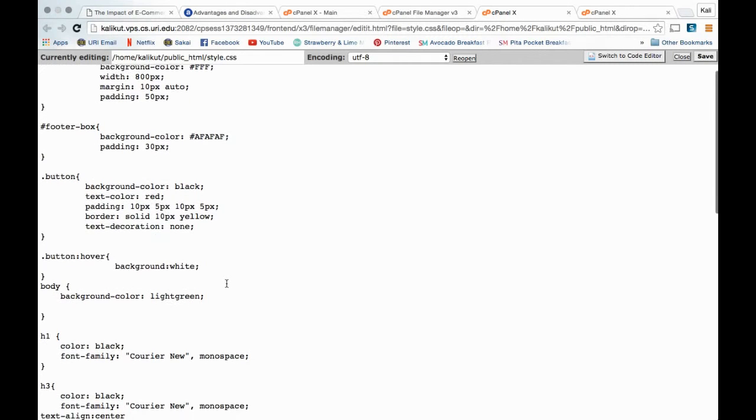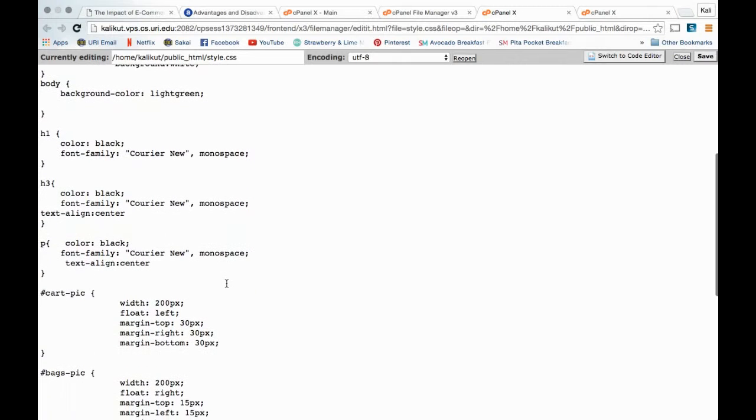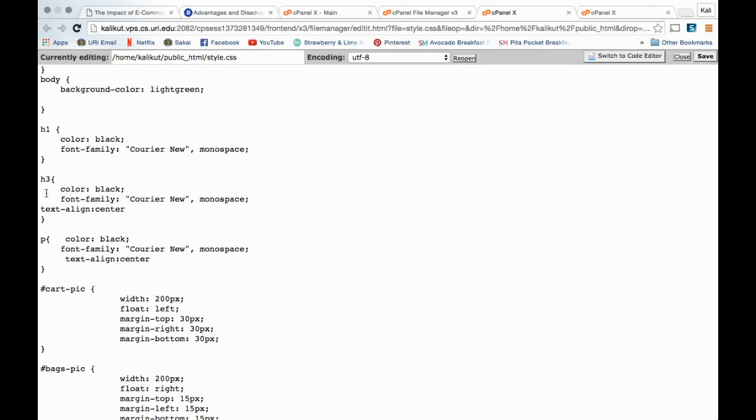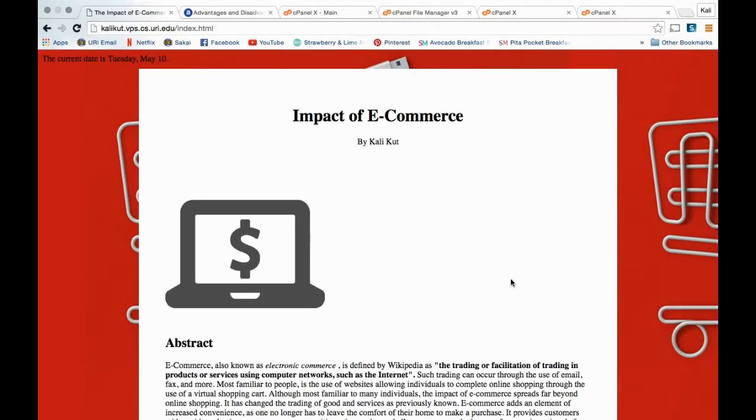As you can see here, an example is with my H3 headings. I styled it in my style sheet in CSS format for the text to be colored black, the font family to be Courier New monospace, and the text to align center. By doing so, this applied this throughout my whole website. By being successful both in the CSS and the HTML, I was able to view my work as it appeared by typing in my domain name with the appropriate extension.